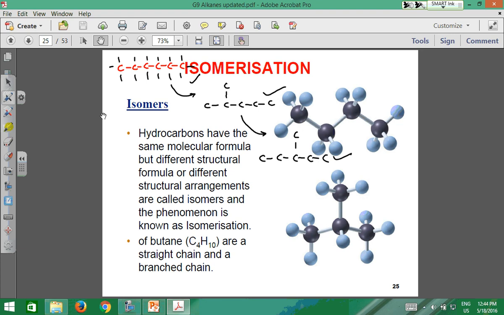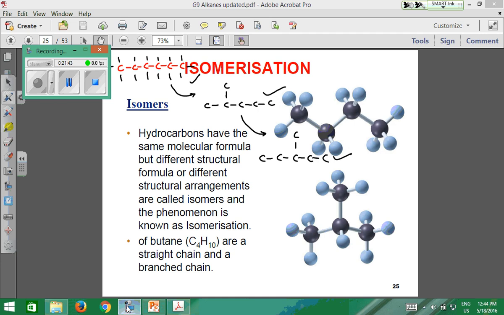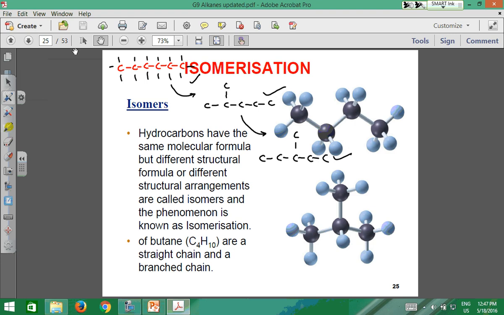So the name of this one is 2-methylpentane. The name of this hydrocarbon is 2-methylpentane. Simple, very simple. The name is 2-methylpentane because the extra carbon is on the second carbon, if I start counting from here: 1, 2, 3, 4, 5.